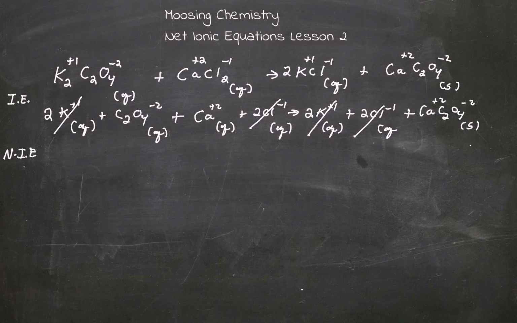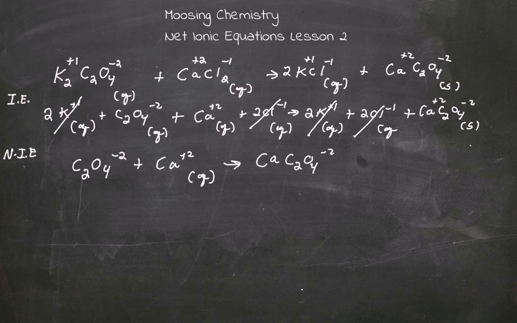So let's see here. We're going to go the oxalate first, C2O4 2- plus, of course, Ca 2+ (aq) yields CaC2O4, and that's a solid. And that's our net ionic equation.